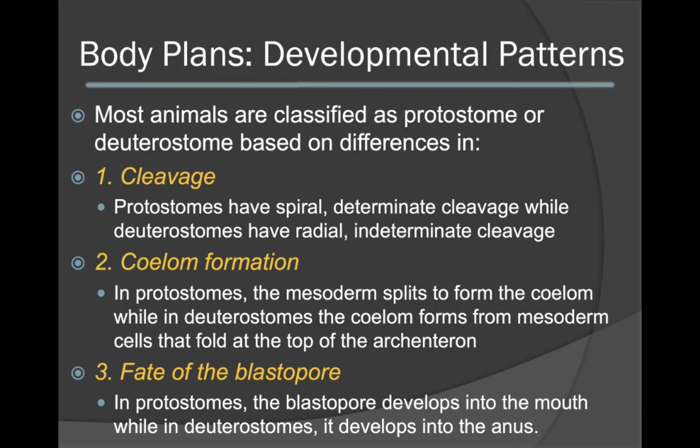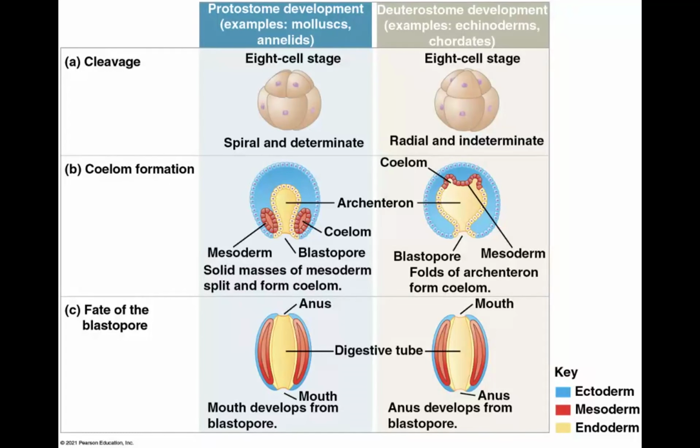In protostomes, the blastopore eventually develops into the mouth, while in deuterostomes, it will develop into the anus. This chart depicts the fundamental differences described in the previous slide. If we take a look at the cleavage patterns and the differences between protostomes and deuterostomes, we note that deuterostomes have radial cleavage. This means that when these cells undergo mitosis, they do so at 90-degree angles to each other. As a result, this creates a layering effect in the dividing cells.